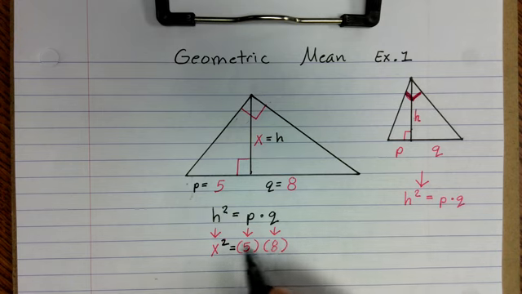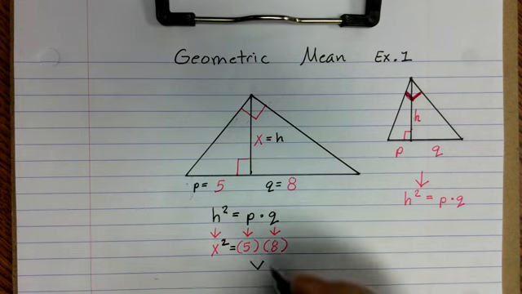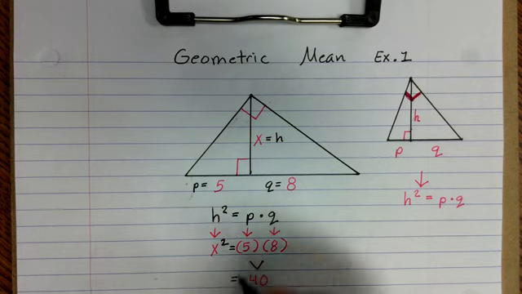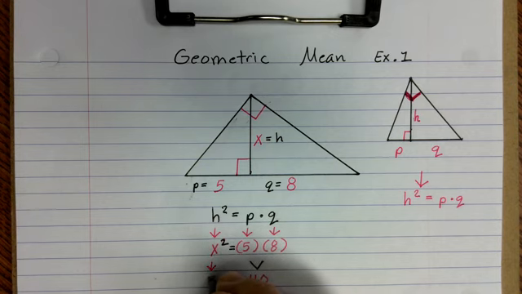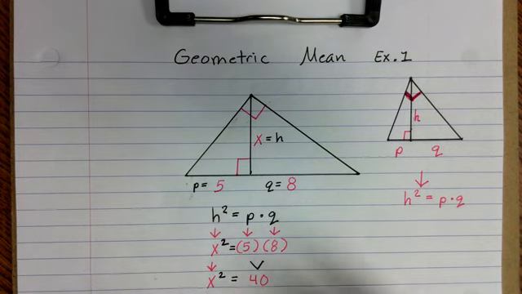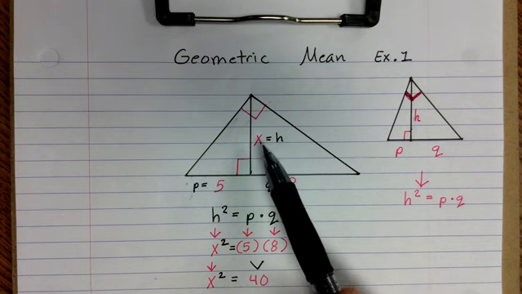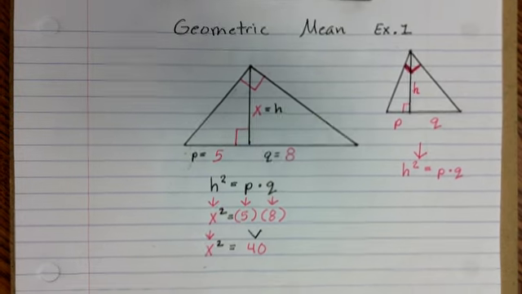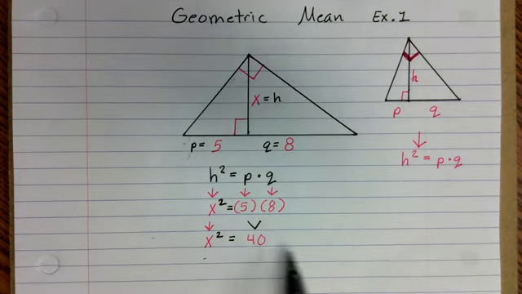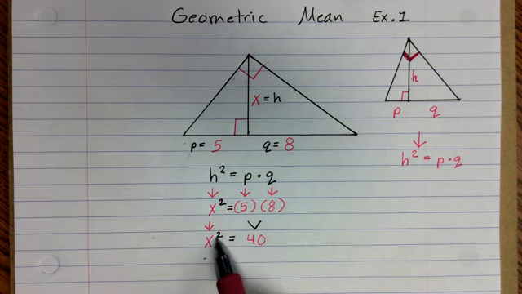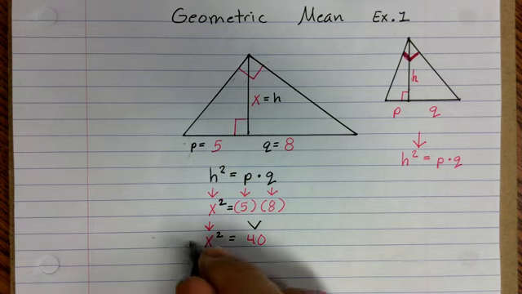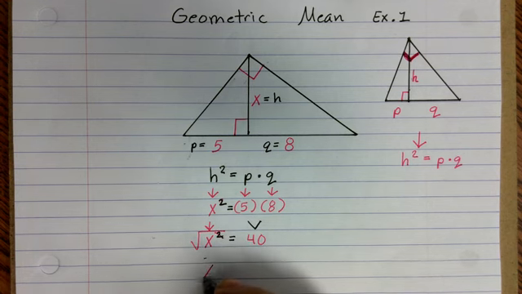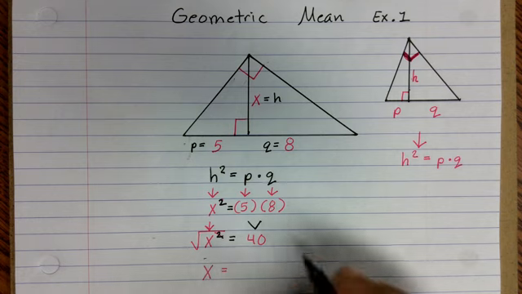And if I continue working this out, 5 times 8 gives me 40. And on the left side, I'm just going to bring down my x squared. Now, here's the thing. I don't want x squared. We just want x. And in order for us to just get x, we are going to have to take the square root of both sides. Because the way that you unsquare something and get rid of this exponent of 2 is simply by taking the square root. That cancels out that power of 2 and leaves us with just x is equal to.